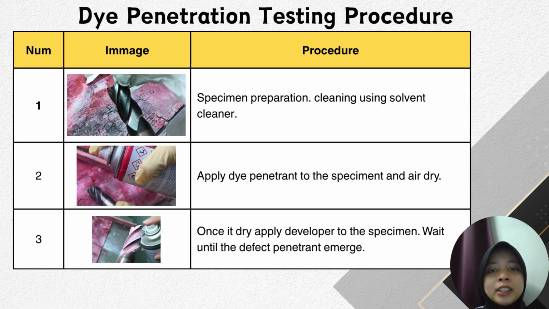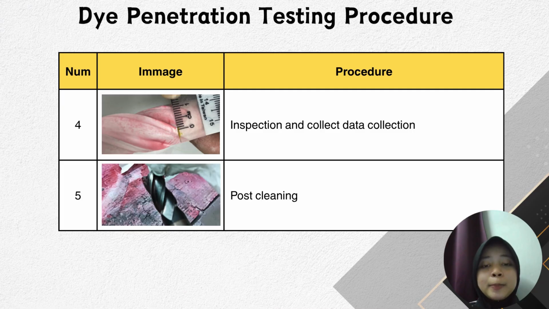Dye penetrant testing procedure. Number 1, specimen preparation, cleaning using solvent cleaner. Number 2, apply dye penetrant to the specimen and air dry. Number 3, once it is dry, apply developer to the specimen and wait until the defect penetrant emerges. Number 4, inspection and data collection. And number 5 is post cleaning.